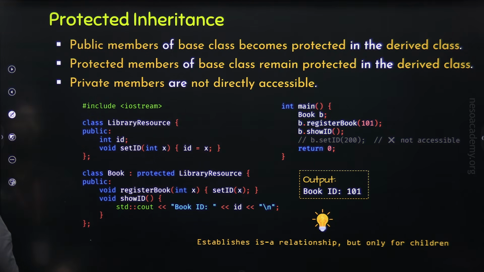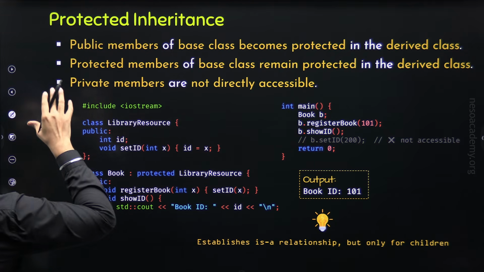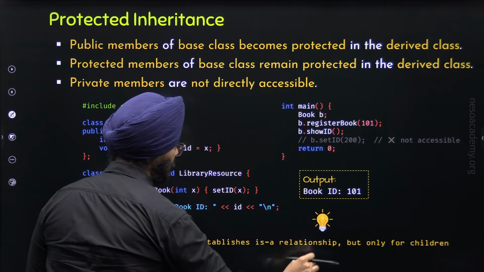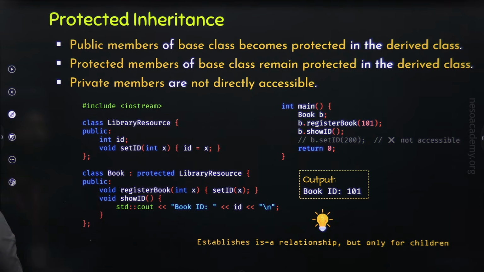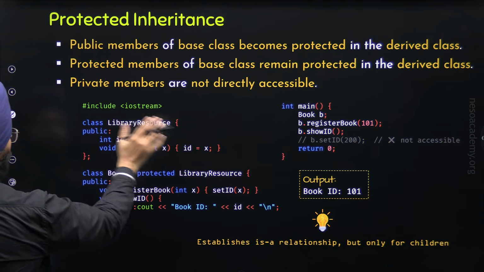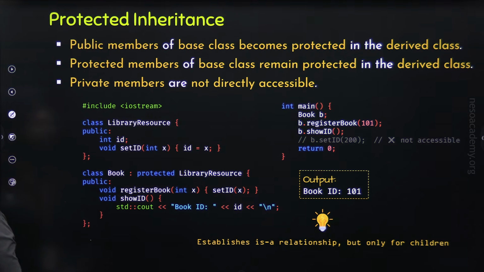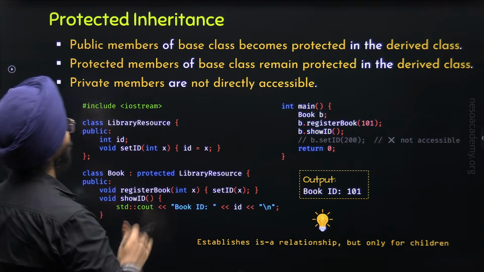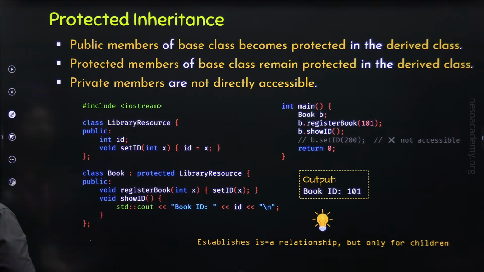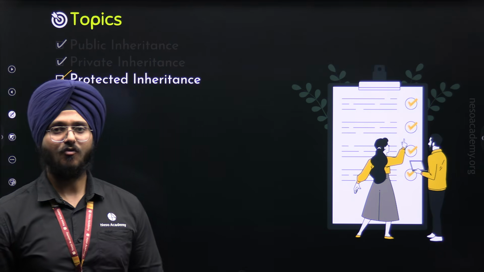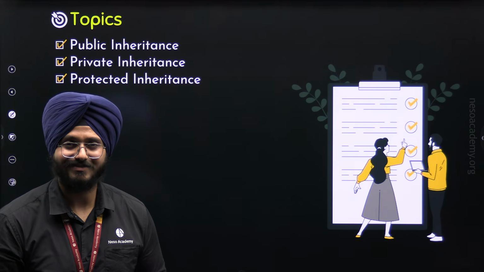And now we know when we should apply protected inheritance: when we want to establish the is-a relationship, but only for the children. We do not want the outside world to be able to access the public members of the base class. But children can access. So with this, we have understood protected inheritance properly. This means we are done with the last topic also, and we are done with this lecture.